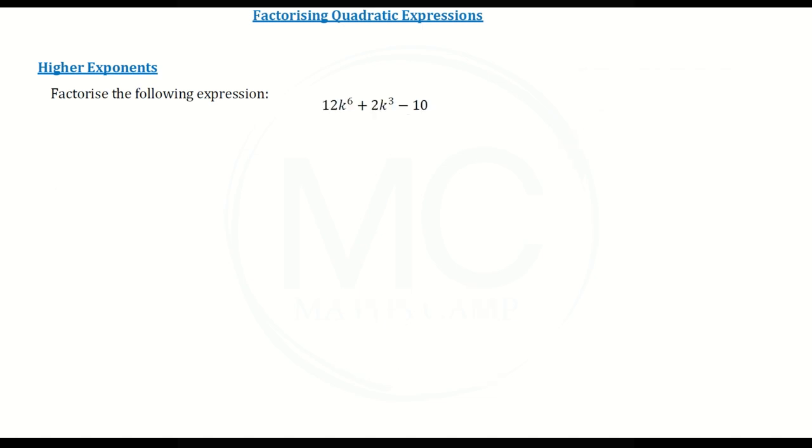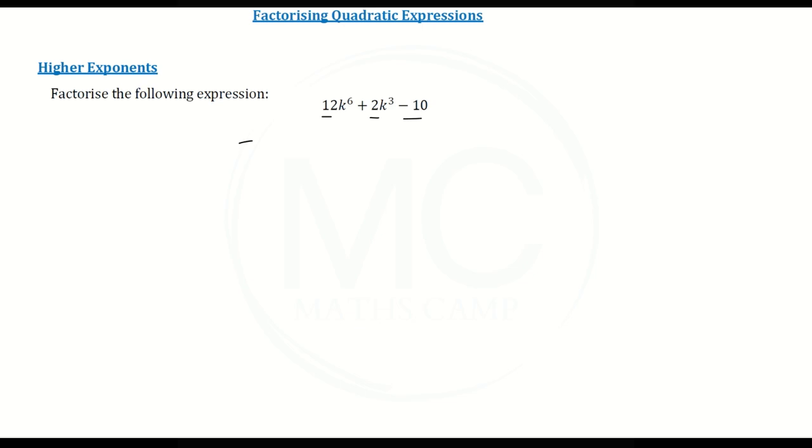Let's look at another example. Factorize the following expression: 12k to the power of 6 plus 2k cubed minus 10. Now, the first thing we have to do with any quadratic, regardless of its exponents, is we need to look for a common factor. We have 12k to the power of 6 plus 2k cubed minus 10. All three of these values are even, so we know that we can take out a common factor of 2.